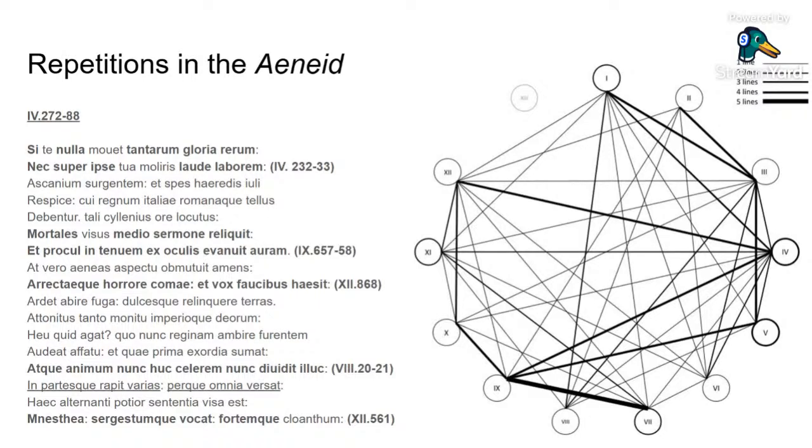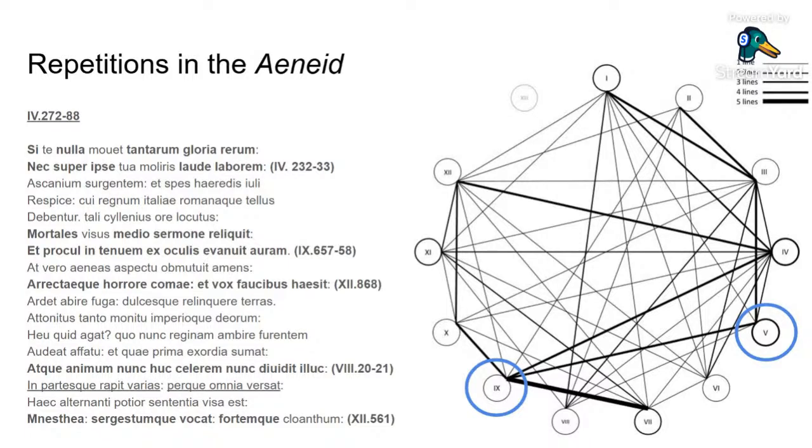Repetitions can also indicate shared themes between connected books. For example, the link between books 5 and 9 indicates a shared interest in chivalric competition, which takes the form of funeral games in book 5, but actual warfare in book 9. These books also feature members of Aeneas's crew more heavily, and they focus less on Aeneas.